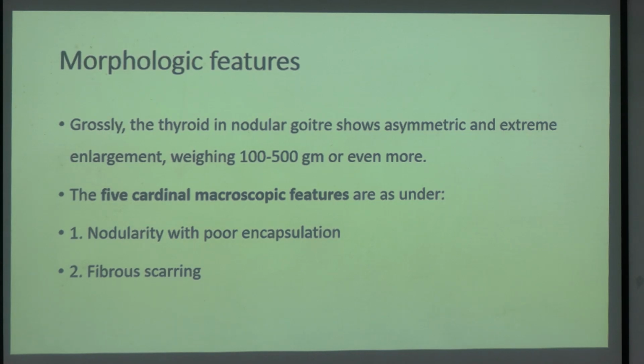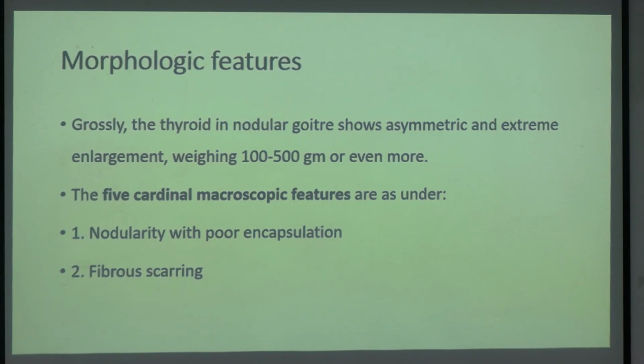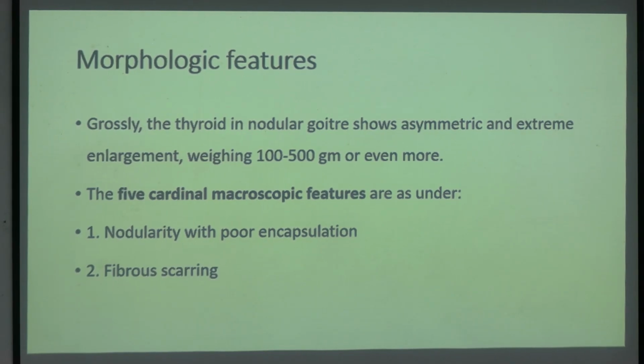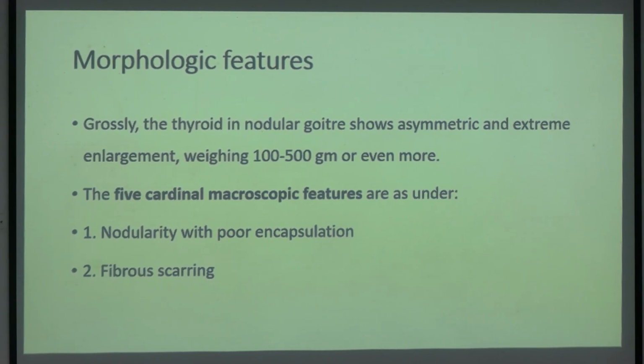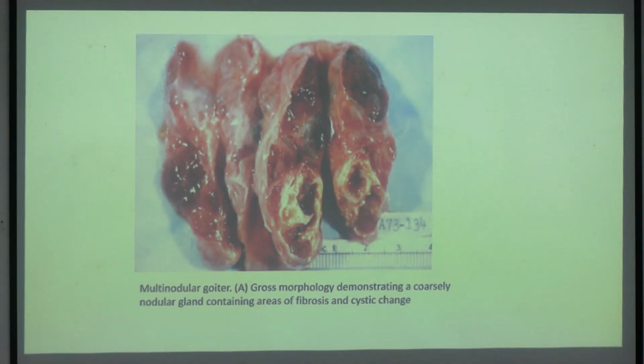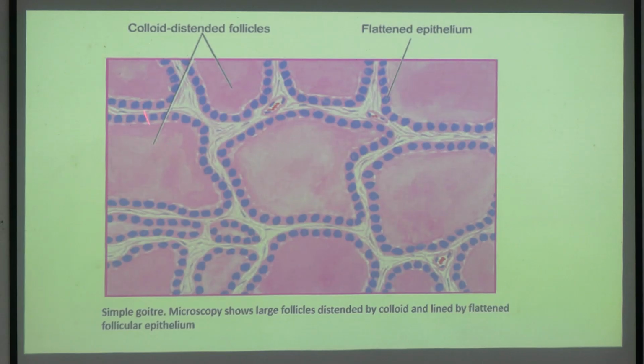Morphologic features: grossly, the thyroid in nodular goiter shows asymmetric and extreme enlargement, weighing 100 to 500 grams or even more. The five cardinal macroscopic features: number one is nodularity with poor encapsulation, fibrous scarring, hemorrhages, focal calcification, and cystic degeneration. This is the gross image of multinodular goiter. These are the cystic changes and areas of fibrosis. This is the picture of simple goiter. These are colloid and these are flattened lining epithelium.